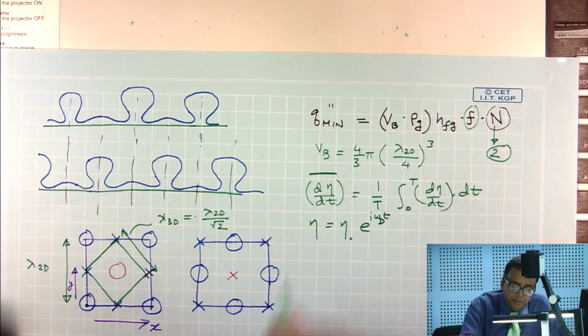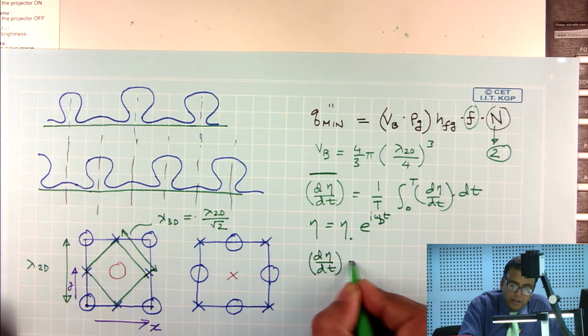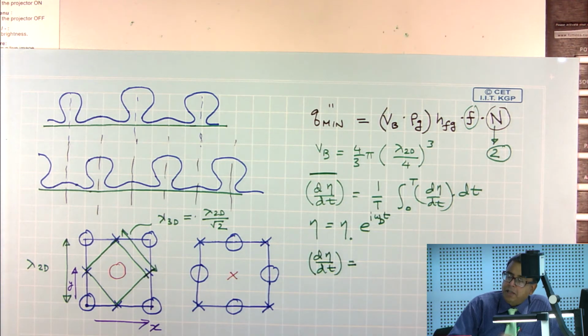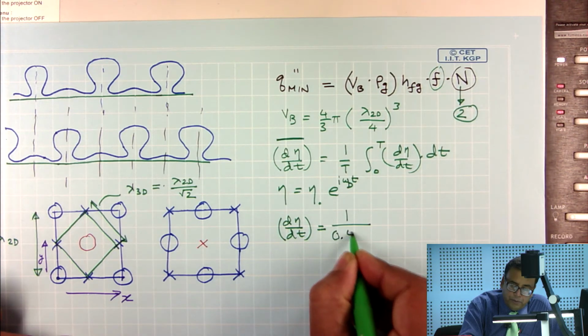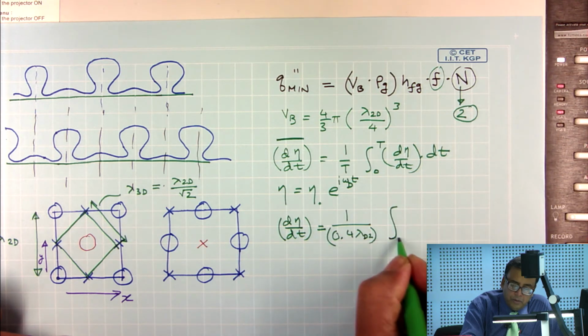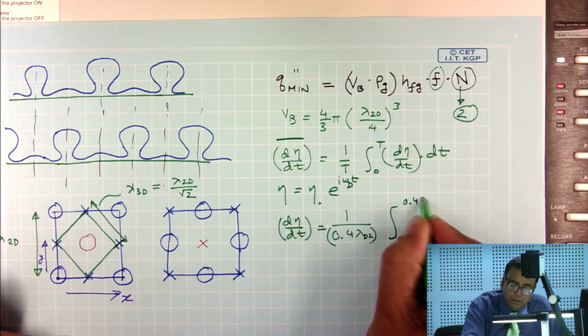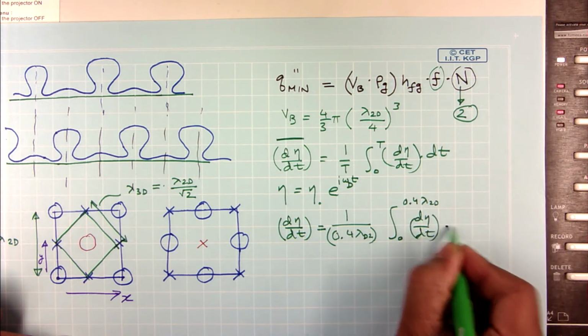Okay. So, he said I am going to calculate d eta by dt, and he said that when a bubble grows to about 0.4 times the lambda d, that is the point at which it departs. He arbitrarily assumed that based on his experimental images. Okay. So, he said I am going to average it over a distance of 0.4 lambda 2d, and I am going to go from 0 to 0.4 lambda 2d. I am going to take this d eta dt and integrate it over d eta.